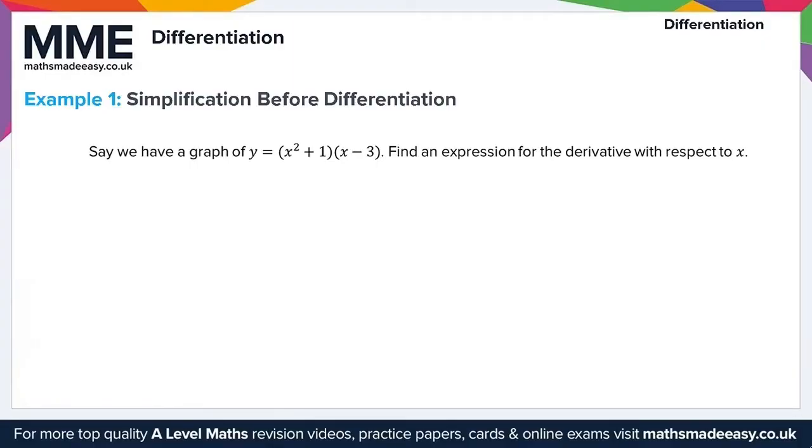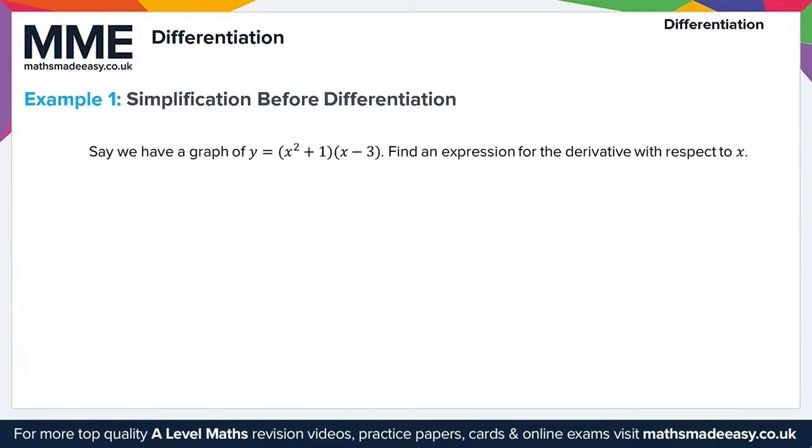Example 1 here on differentiation is taking a look at simplification before differentiation. Say we have the graph of y equals (x squared plus 1) times (x minus 3). We want to find an expression for the derivative with respect to x. There would be a quick way of doing this, which we haven't quite learned about yet, called the product rule, which you will learn about shortly.